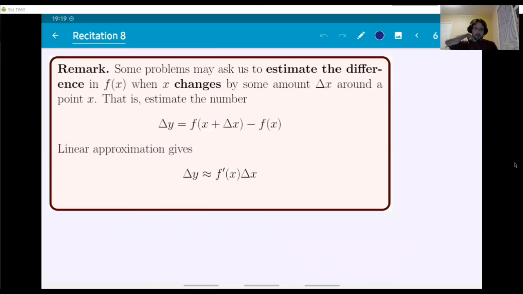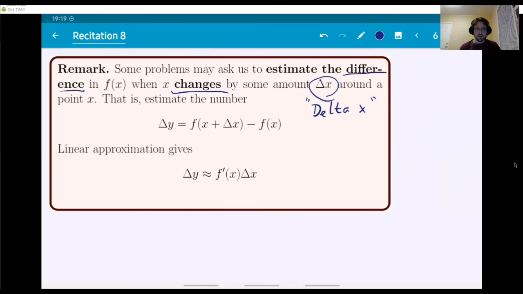This is now a remark that I wanted to include in the lecture, but I included it in here. There is nothing new here, but it's useful to remember. Some problems are actually going to ask us to estimate the difference. This is the keyword here, the difference in f of x when x changes by some amount, delta x. This is the letter delta, the triangle.